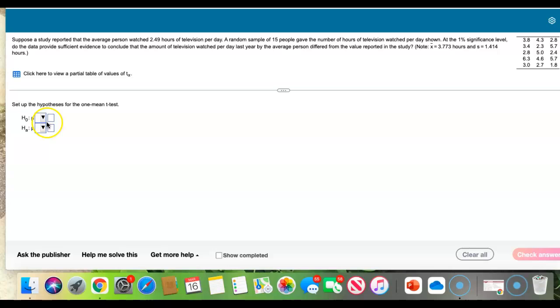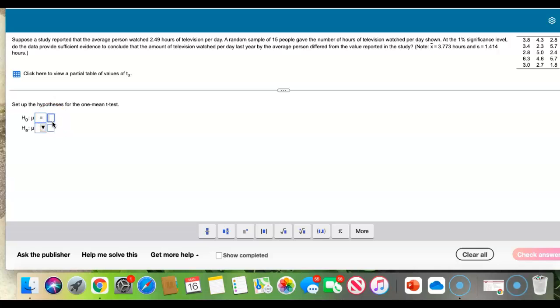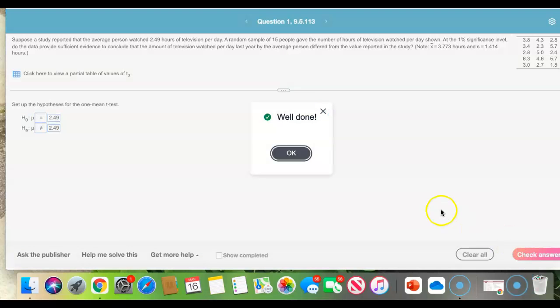Because it's not greater than, it's not less than, it's either greater than or less than. So as usual for the null hypothesis, it has an equal sign, so that would be 2.49. For a two-tailed test, the alternative is not equal to, because we have to include both greater than and less than. So not equal to 2.49. So we can get that right there. I will check my answer. Okay, great.